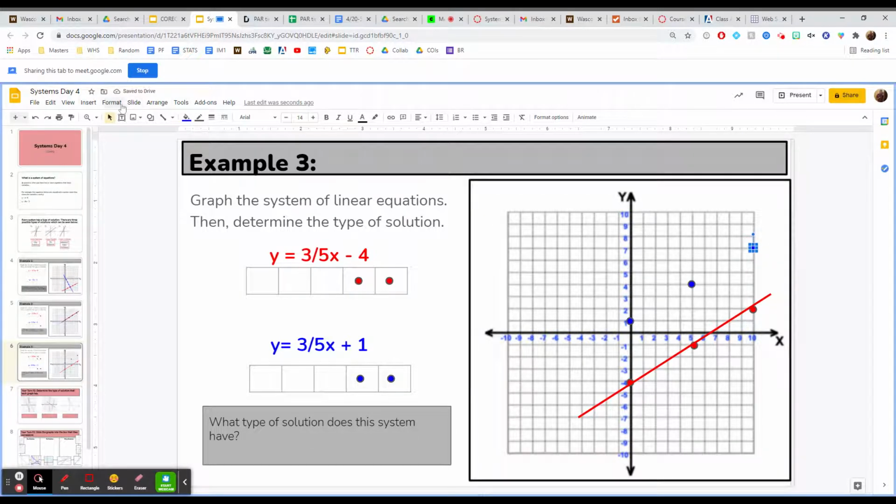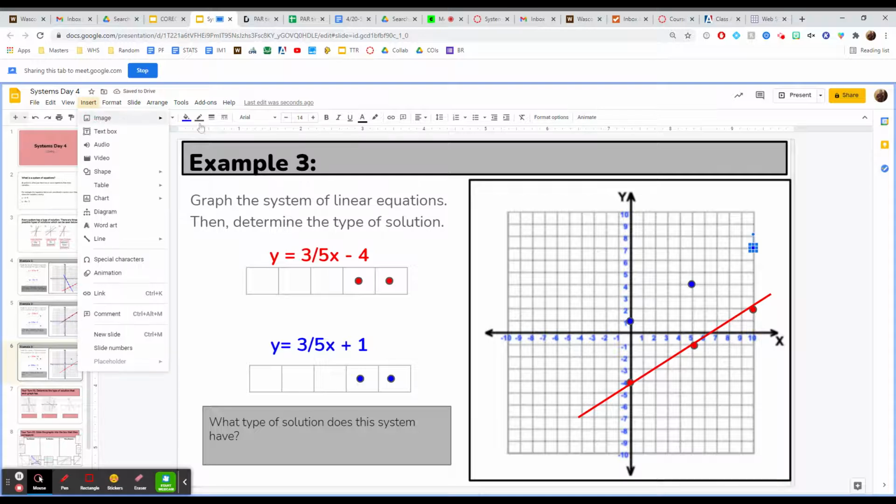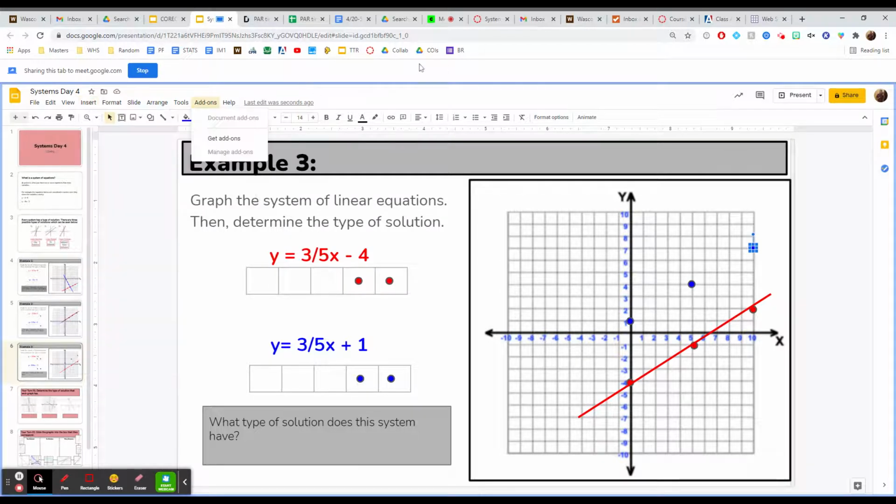Again, insert a line. Go to the line tool. Line.